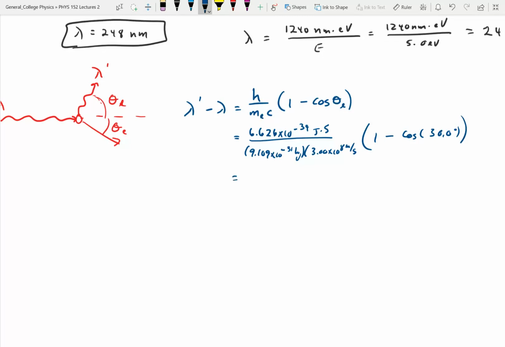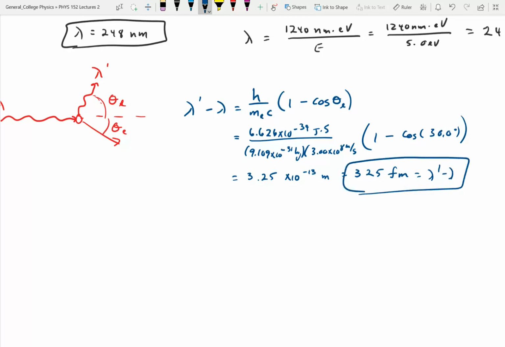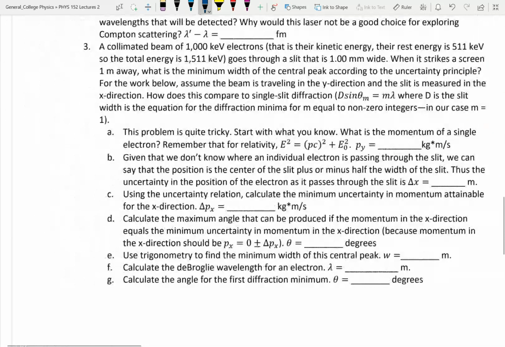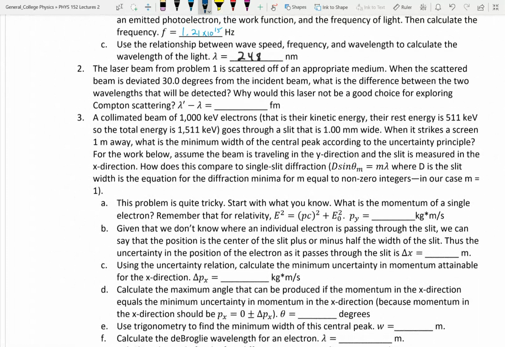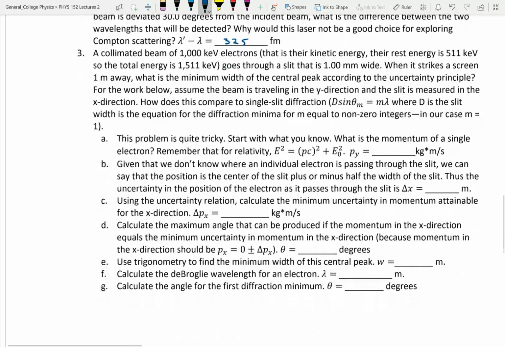And that gives me, or excuse me, not a scattering angle, but a shift in wavelength of 3.25 times 10 to the minus 13 meters, or 325 femtometers. All right, that was also not a synthesis problem, but a more standard application.